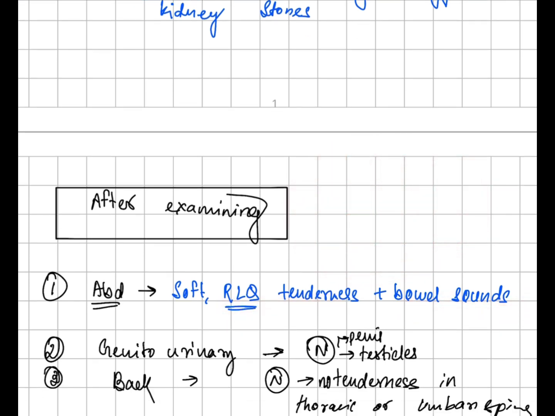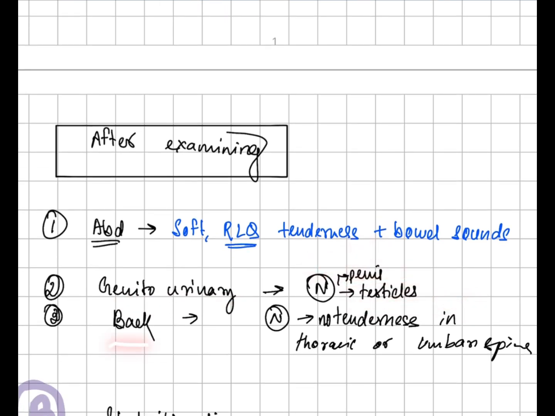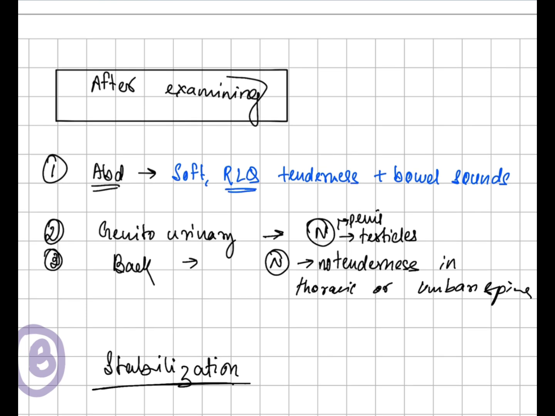And in the genitourinary examination, everything is normal. The penis and testicles are all normal, and in the back, there is no tenderness in the thoracic or lumbar spine. It is also normal. So what is the generalization? The patient came to you and told you about his symptoms. After examining, you find that everything is okay, but in the abdomen there is right lower quadrant tenderness plus bowel sounds. So we now move on.